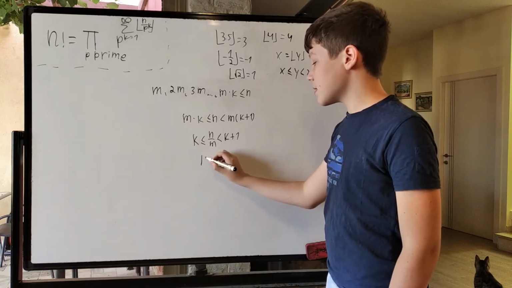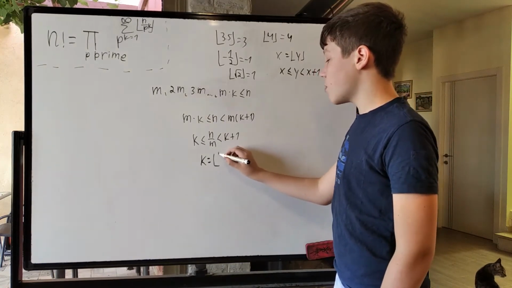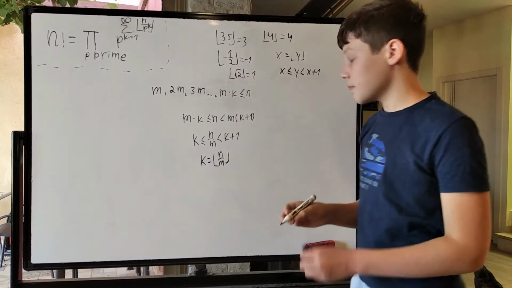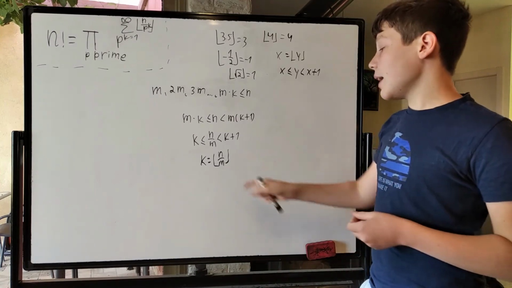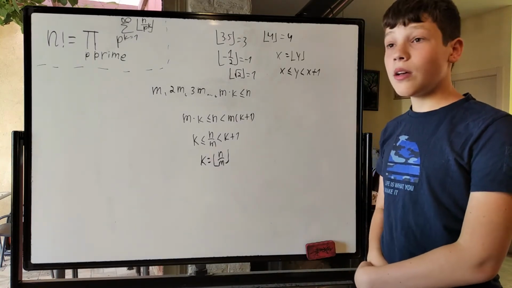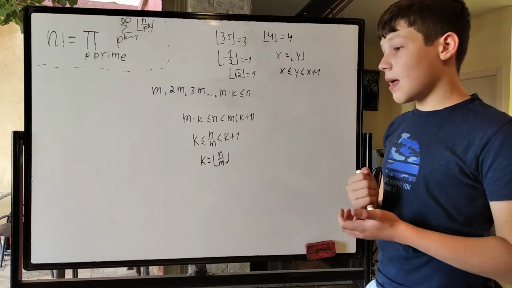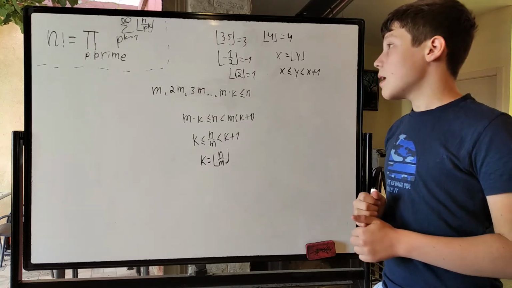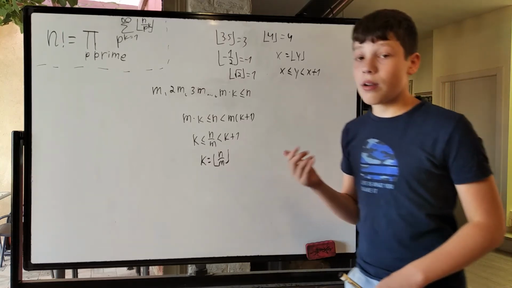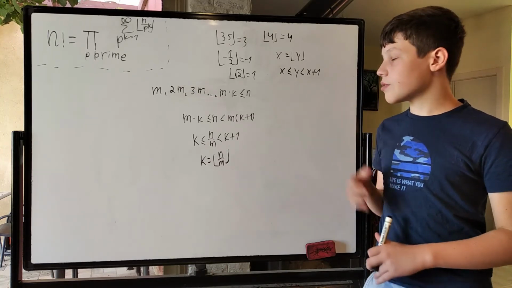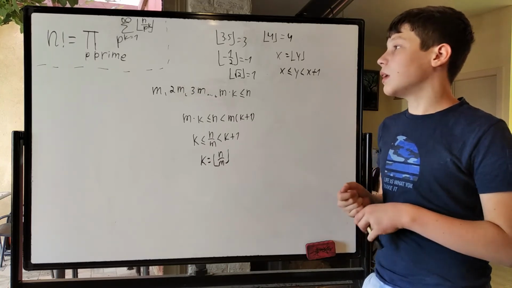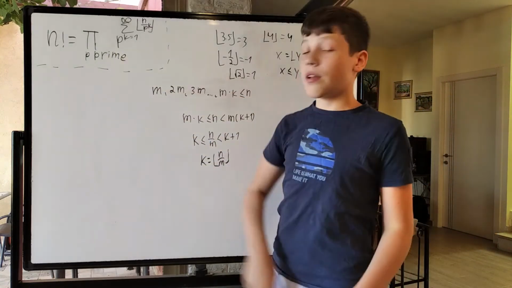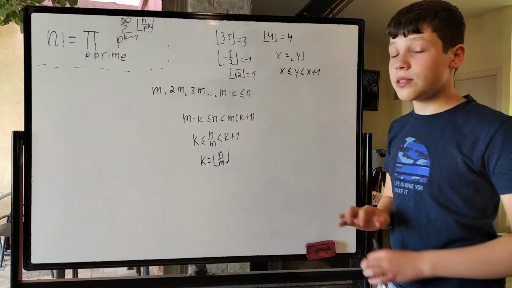So this tells us that k is the floor of n divided by m, which is what we wanted to get. We want to get a formula for k, which is the amount of multiples of m smaller than or equal to n. And obviously m and n are positive integers. Now let's use this over and over again for this formula. So let's erase the board and do that.